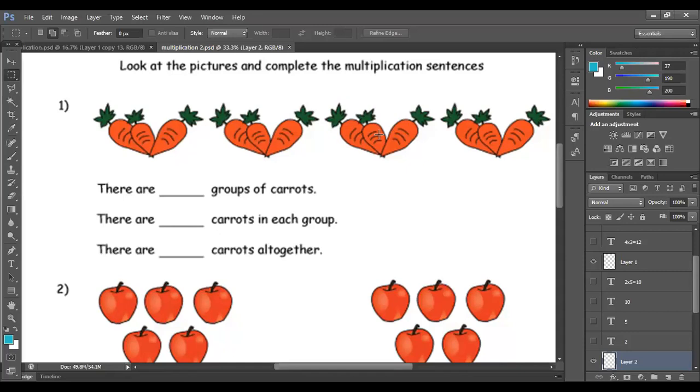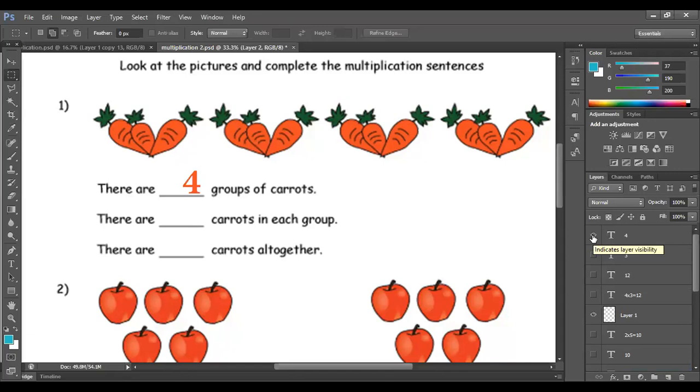Look at these pictures. I have groups of cards. We said before that the first step is to count the number of groups. Count. How many groups do I have here? 1, 2, 3, 4. So I have 4 groups.